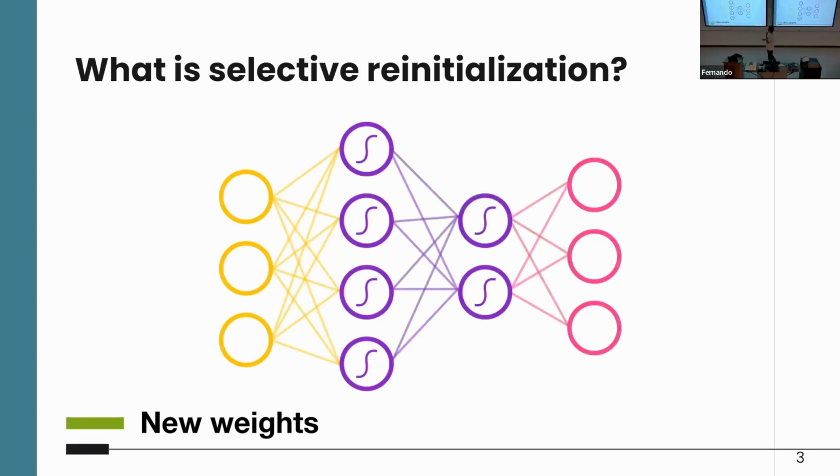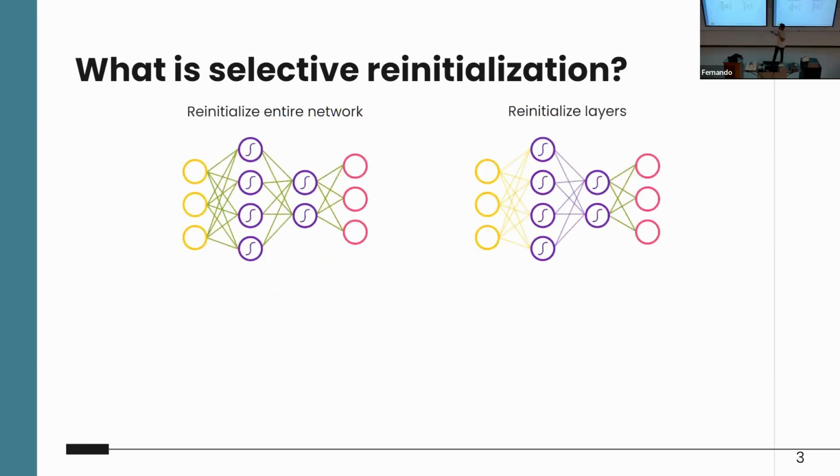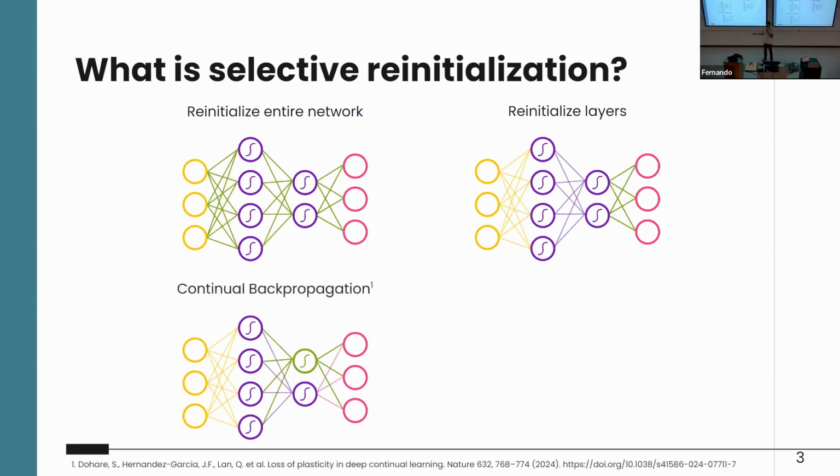And lastly, we could also select a set of weights in the network throughout the whole network, and then reinitialize those specific weights. They are not attached to any specific hidden unit or any specific layer. They are just dispersed throughout the whole network. So there are 4 ideas: reinitialize an entire network, reinitialize a layer, reinitialize hidden features, which is also an algorithm called continual backpropagation, which is the one that we introduced in the paper that Rich was mentioning before.